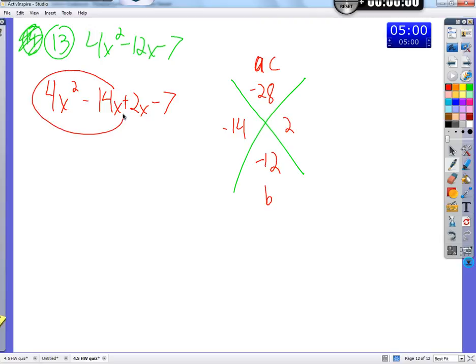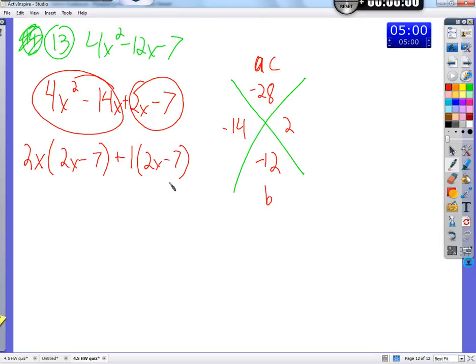Hey, look at these two guys. What do they have in common? 2 and 2. They have a 2 and an x. 2x minus 7. What do these two have in common? X. No, this one doesn't have an x. So, 1. You can call it 1. It's kind of silly to write 1 times parentheses, but it does help us to kind of see what the next step is going to look like.